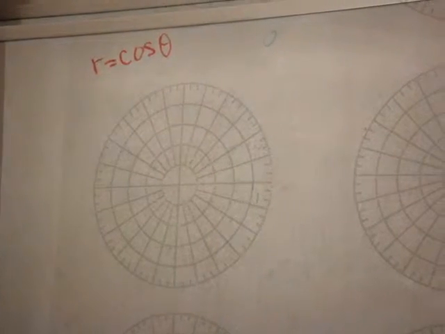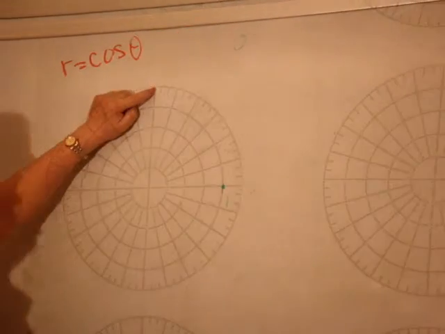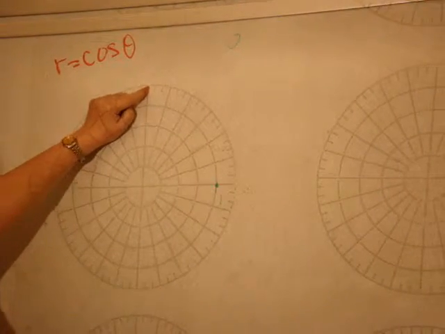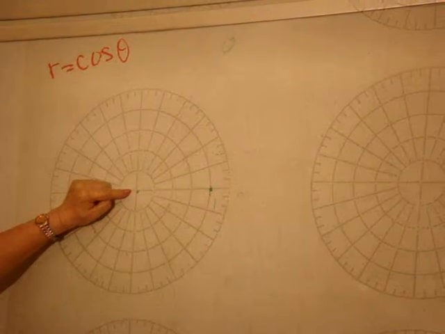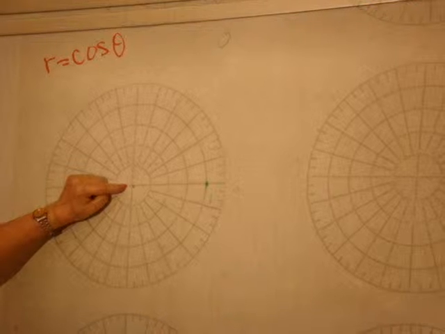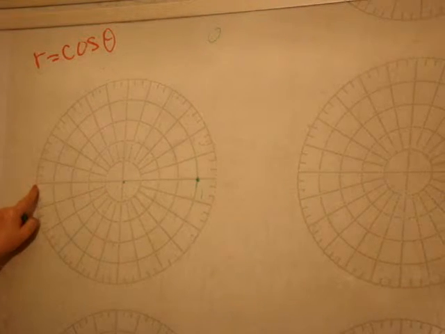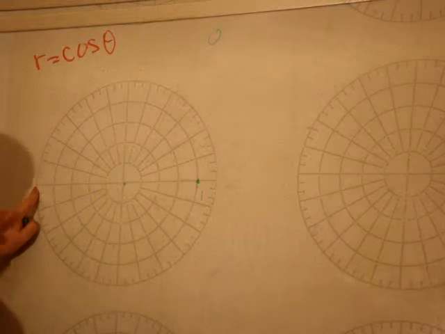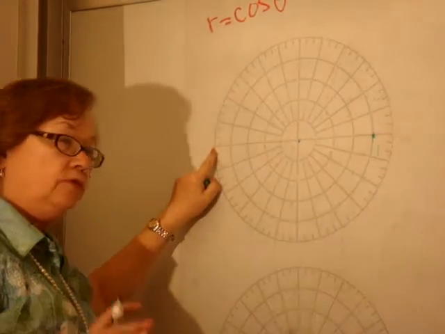So tell me another critical point besides 0 degrees for cosine. 90 degrees, yes or no? Yeah. What's the cosine of 90 degrees? 0. So the length has got to be 0 for 90 degrees, yes or no? Yes. What else is critical? 180. What is it at 180? -1. Okay, so we'll hold that thought. We're not going to do the negatives, got it? We're just going to do the positive first.